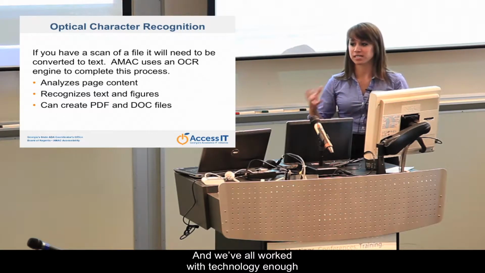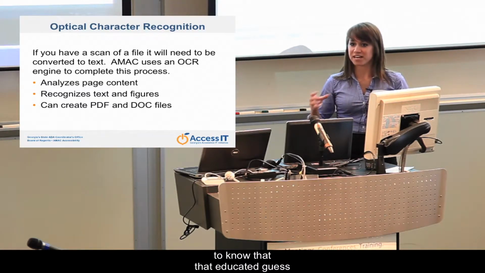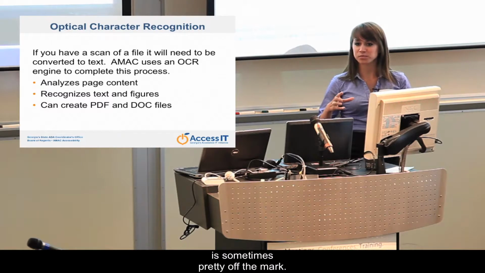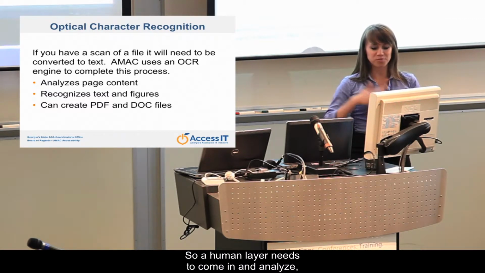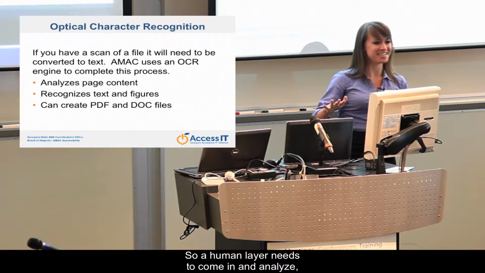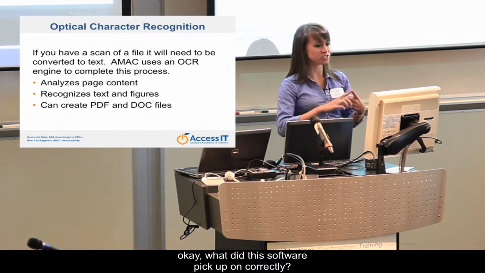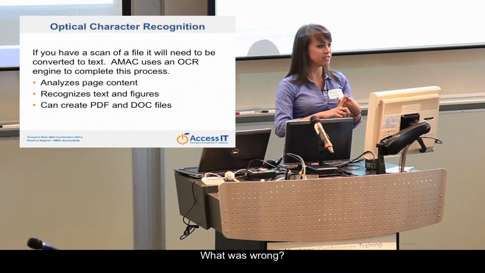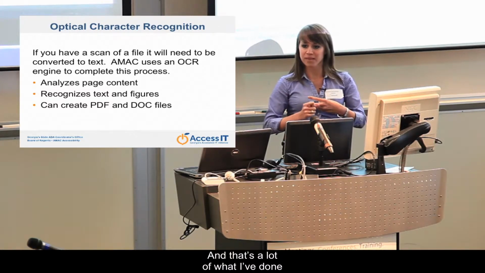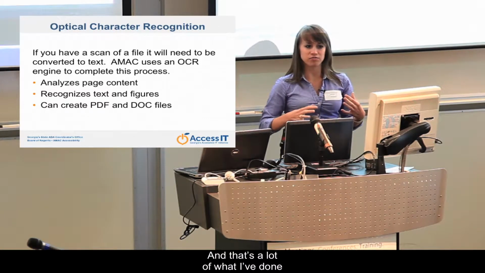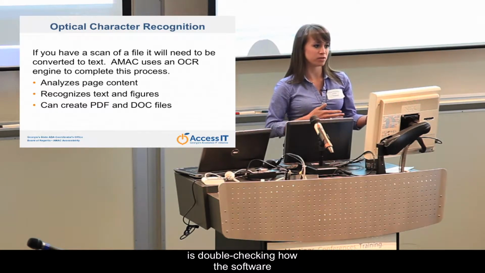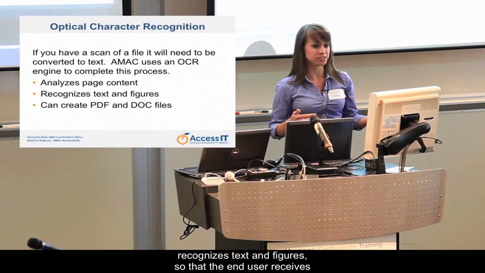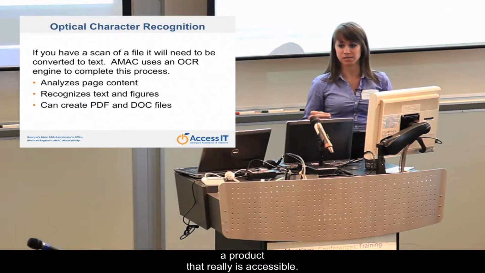And we've all worked with technology enough to know that that educated guess is sometimes pretty off the mark. So a human layer needs to come in and analyze, okay, what did this software pick up on correctly? What was wrong? And that's a lot of what I've done is double checking how the software recognizes text and figures so that the end user receives a product that really is accessible.